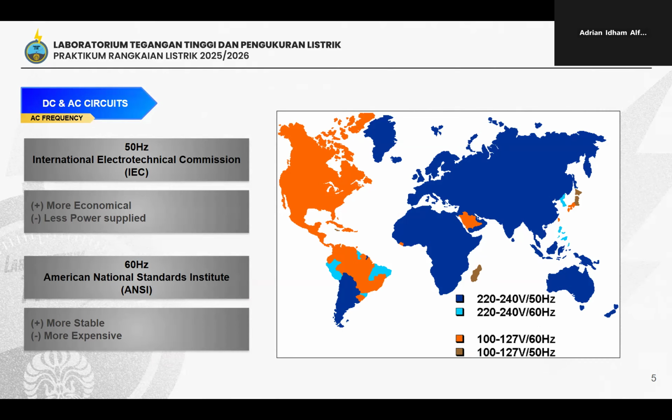There are two frequencies. First, the International Electrotechnical Commission or IEC uses a 50 hertz frequency, which is more economical but supplies less power. The other one is ANSI, the American National Standards Institute. This frequency is 60 hertz, and it is more stable but more expensive.